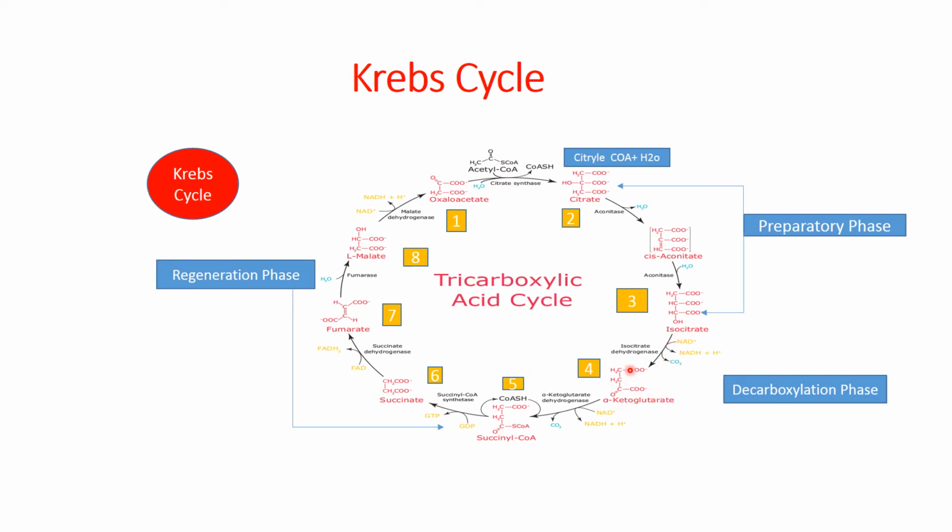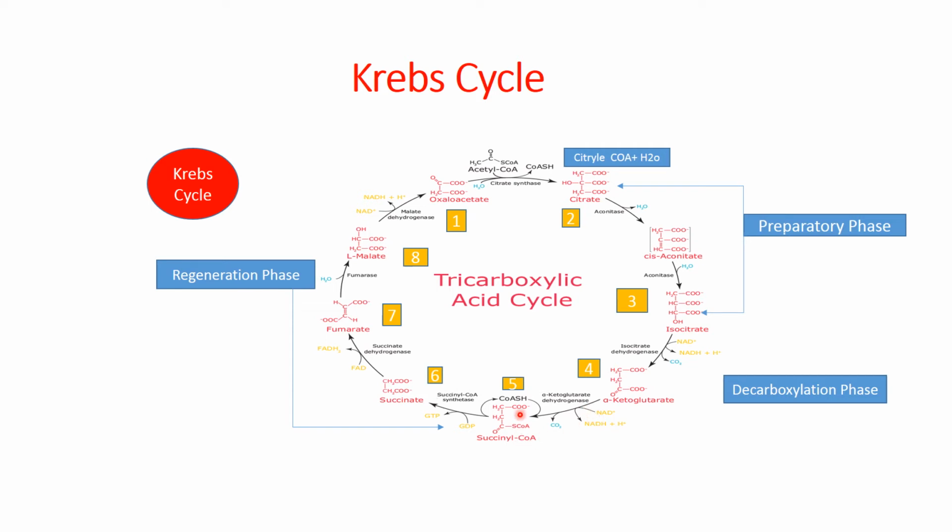Here again, alpha ketoglutarate, in the presence of the enzyme alpha ketoglutarate dehydrogenase. It's the first dehydrogenase, and this is the second dehydrogenase enzyme. The same way, it also removes carbon dioxide. One of its carboxylic groups is removed in the form of carbon dioxide, and hydrogen is removed, and one NADH is produced. NADH plus H is again produced here.